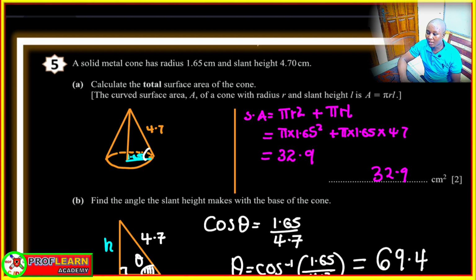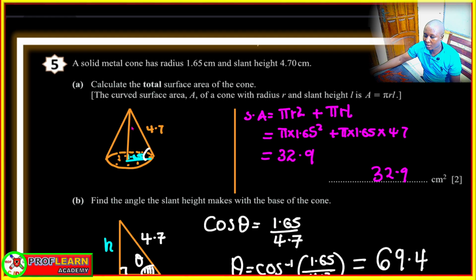Another question that you can be tested on is a question to do with solids. In this particular case, we are given a solid cone of radius 1.65 and a slant height of 4.7 centimeters. Calculate the total surface area. Since it's solid, we're going to find the area of the curved part, which is pi r L, where L is the slant height, plus the area of the base at the bottom, which is basically the area of a circle. So you can see the surface area here is going to be pi r squared, the area of the base, plus the curved part.